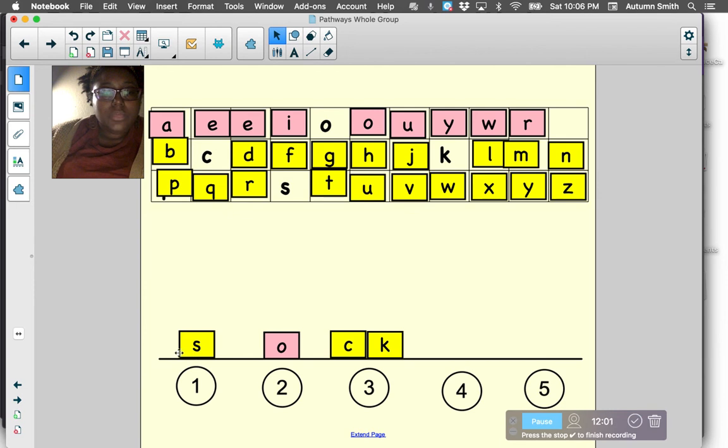O, ah, k. So we need to take off the letter S. And what letter says l? The letter L. Point to the letters and say the sounds with me. L, ah, k. Lock. Great job, first graders.